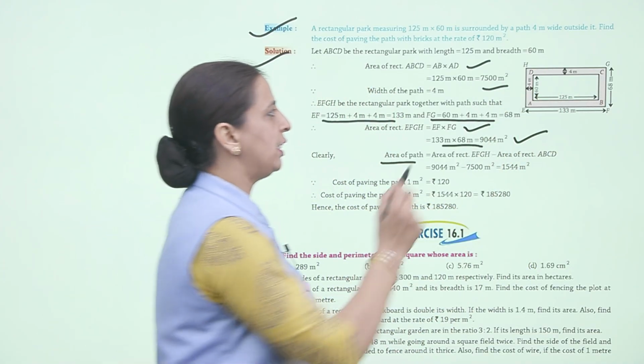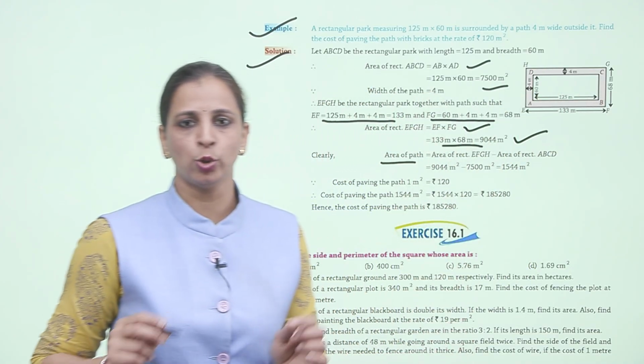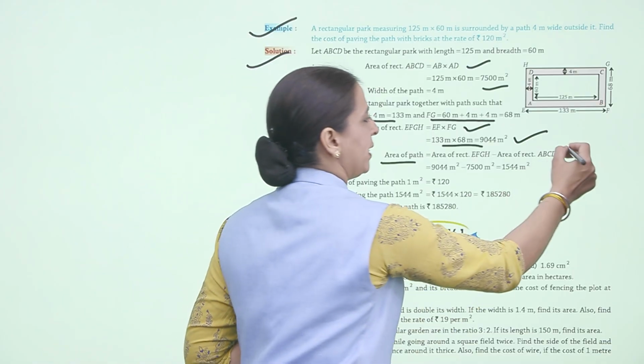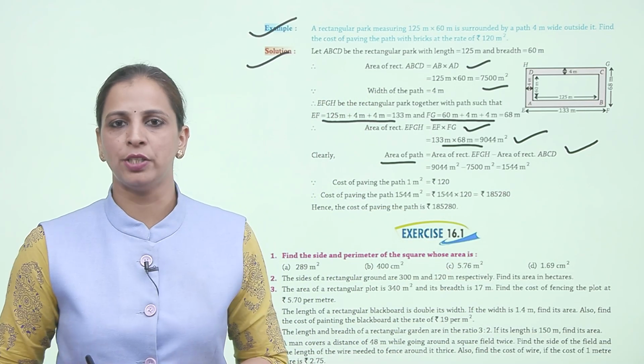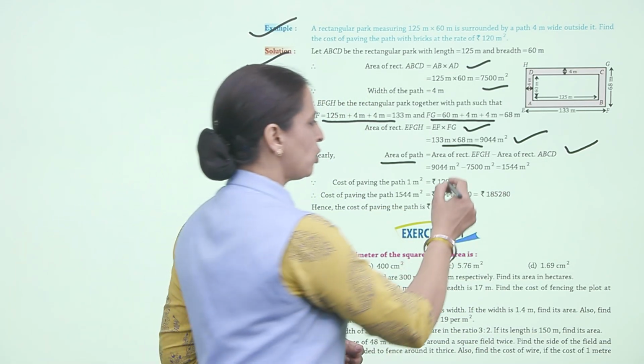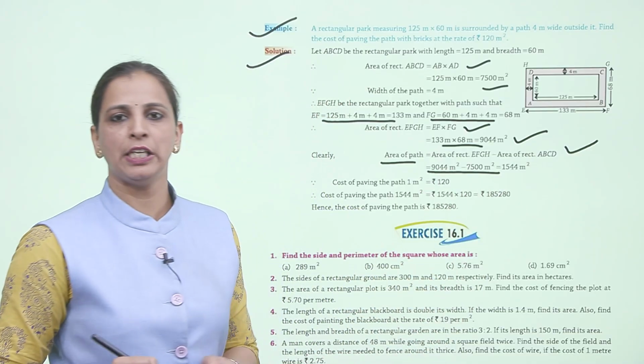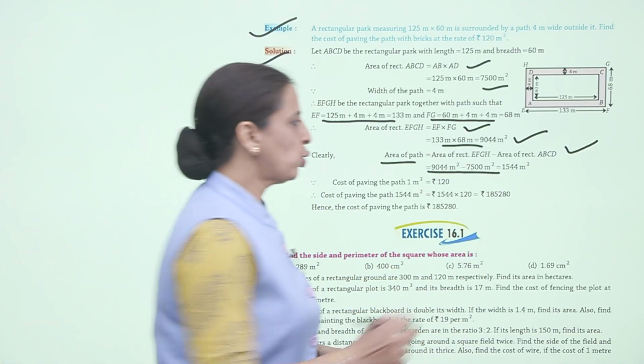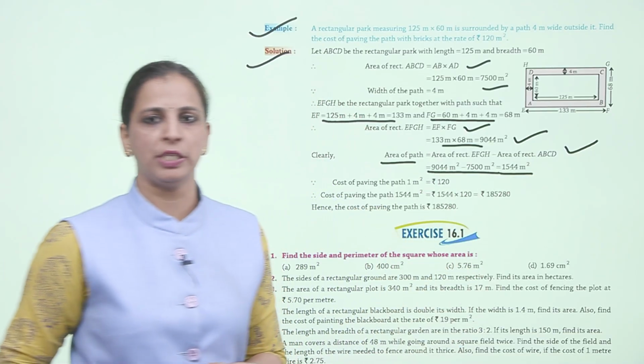Clearly, area of the path का एरिया निकालने के लिए क्या करेंगे, EFGH के एरिया में से अंदर ABCD का एरिया माइनस कर देंगे, तो एरिया ऑफ रेक्टेंगल EFGH माइनस एरिया ऑफ रेक्टेंगल ABCD. Now that is 9,044 meter square minus 7,500 meter square is equals to 1,544 meter square.